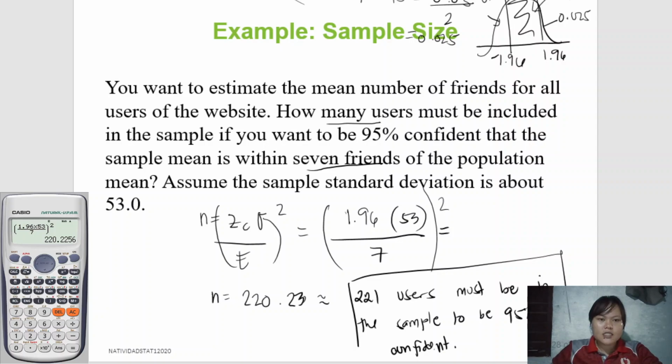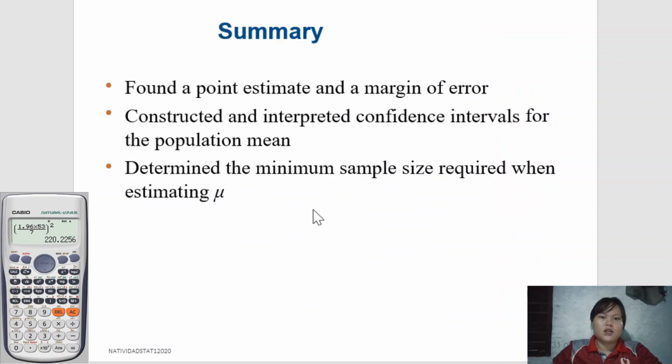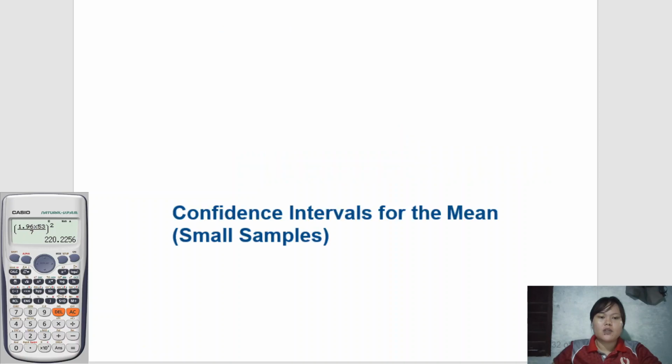Okay, so let's check the next one. This is the summary. We already found the point estimate and how to compute for the margin of error, constructed and interpreted confidence interval, and determine the minimum sample size required for estimating them. As stated a while ago, almost the same lang naman yung process na gagawin natin, but we would be using a different table for the small samples.